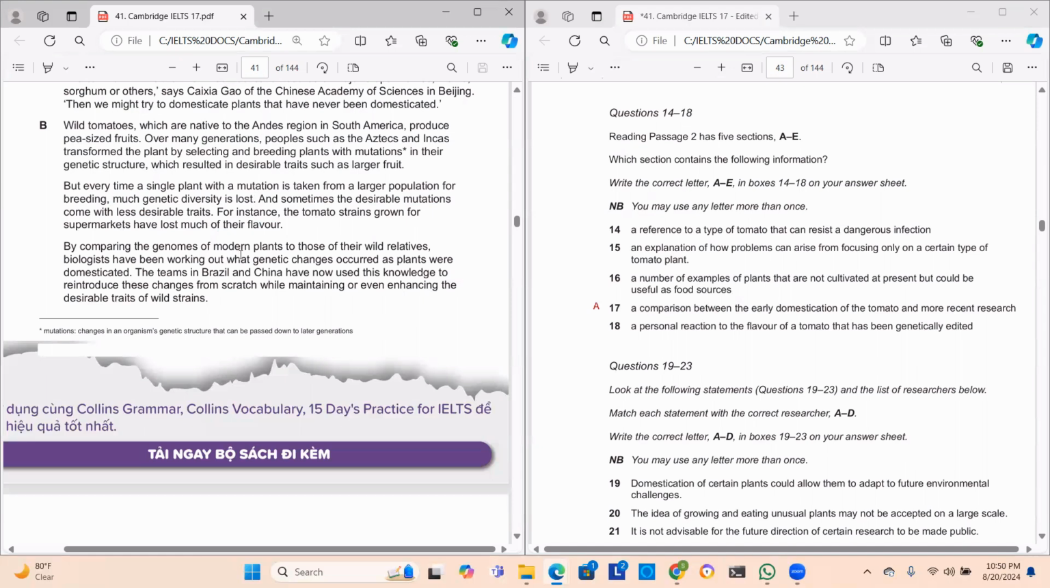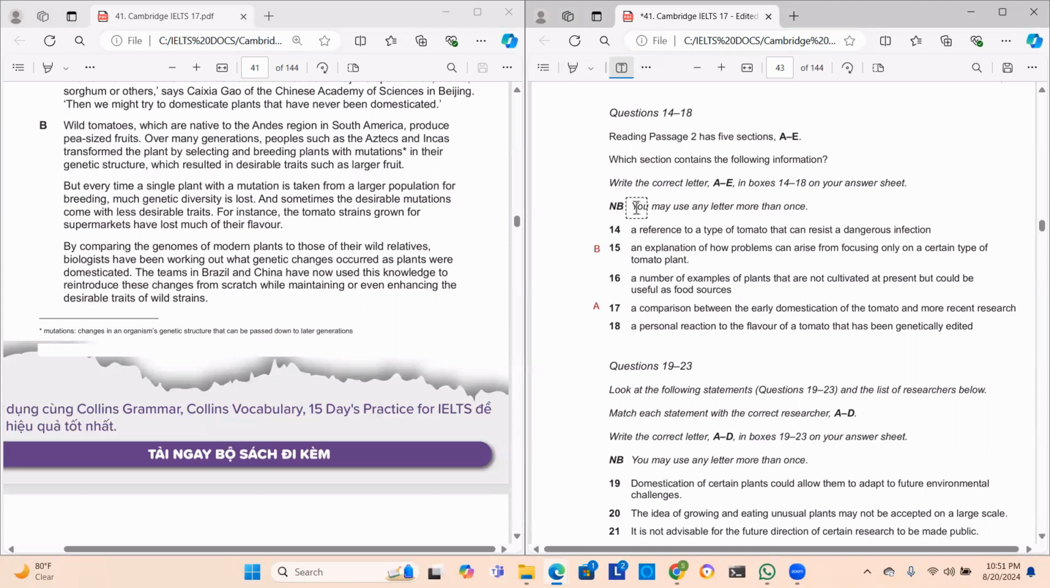By comparing the genomes of modern plants to those of their wild relatives, biologists have been working out what genetic changes occurred as plants were domesticated. Okay, the teams now use this knowledge to reintroduce these changes from scratch while maintaining or even enhancing the traits, right? So I think 15 is matching with B because he gave an explanation of how problems can arise from focusing only on this plant. So I guess 15 should be B, right? So I'm keeping it on hold so that if you find something better, then of course we can change our answers later, right? So, okay, let's say 16.